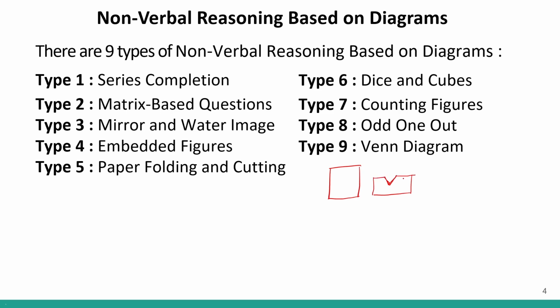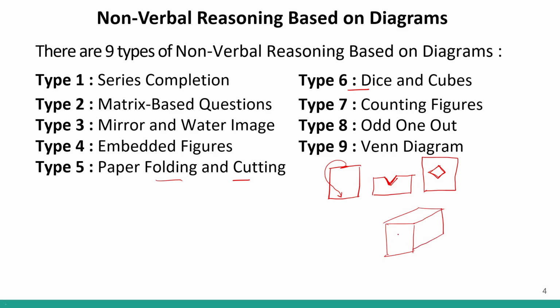So when I open up my paper, so this was the top of my paper. When I folded it, it came to the bottom. This is into half. And then I cut this paper. So when I open it again, what will be the cut part? My cut part will look something like this. If I open the folded paper, this area, this portion will be cut. So this is paper folding and cutting. Okay, then dice and cubes. Dice and cubes again easy. So this is your dice.